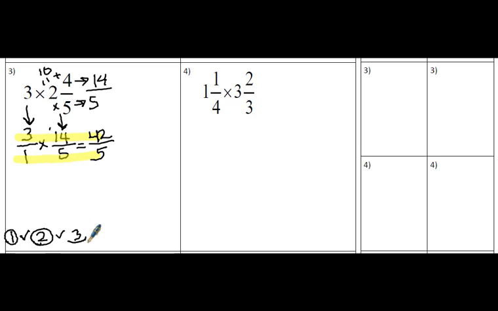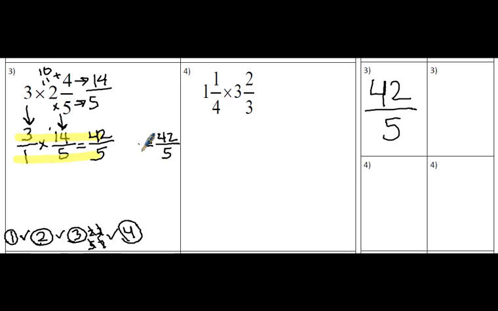So now I've completed step 2, and I need to move on to simplifying. So when I'm thinking about simplifying, I need to be looking for 2, 3, 5, and 7 if they go in here. They're not both even, so I can't divide by 2. 3 doesn't go into 5, 5 goes into 5, but not 42, and 7 doesn't go in. So if none of those numbers go in, it is probably already in your simplified form.